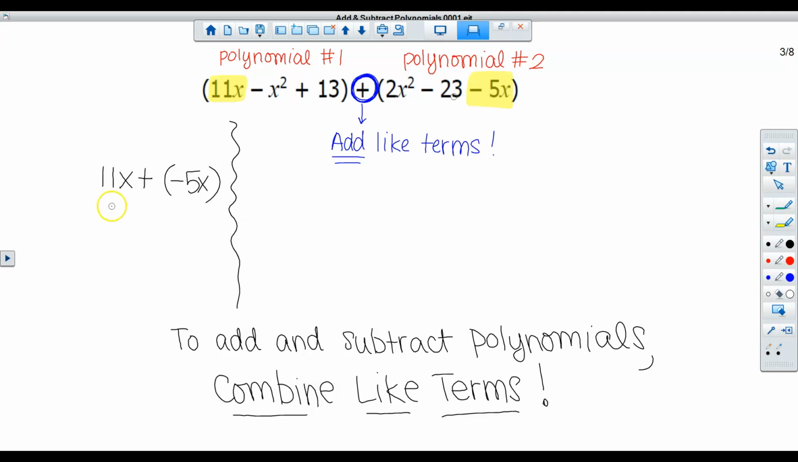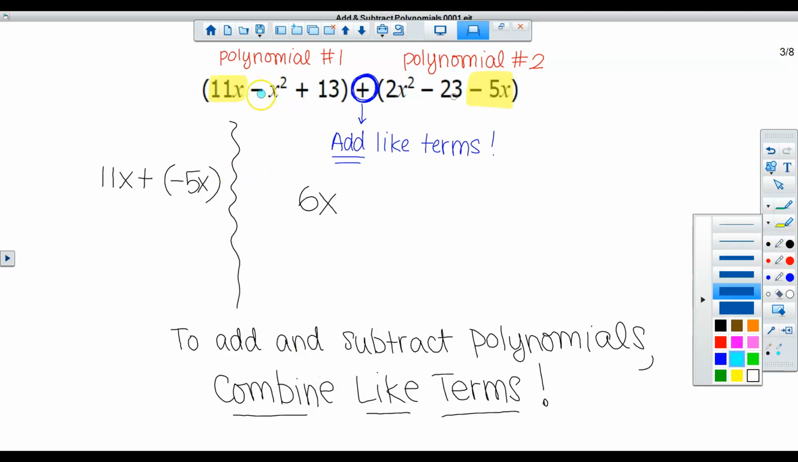So when I do 11x plus negative 5x, 11 plus negative 5 is 6, and then I'll have to put an x at the end of that 6 so I know where it came from. 11x plus negative 5x is 6x. You have to reattach that variable. So those like terms have been combined. All right, now we're going to continue on.